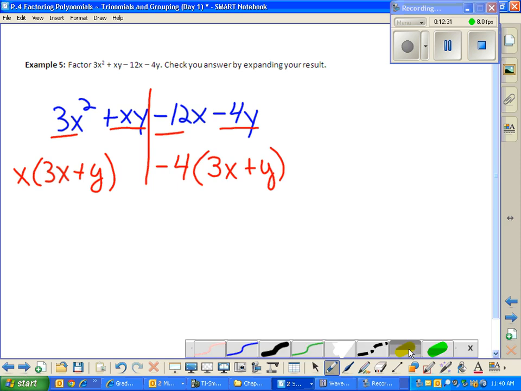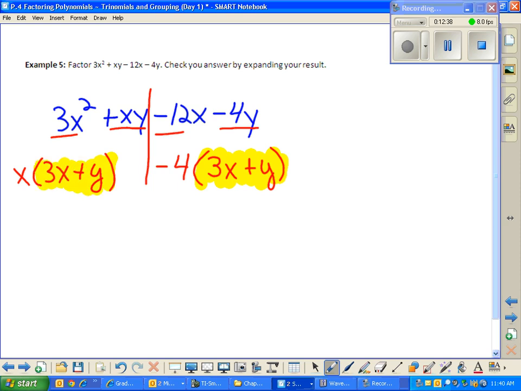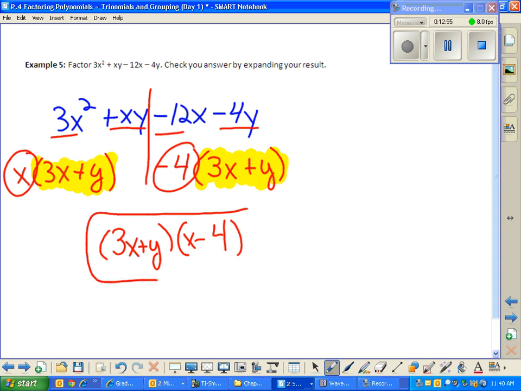I have what I call the common binomial factor that now exists as the greatest common factor for my larger polynomial. So essentially I could take that common binomial factor out, 3x plus y, and then I just write down what I have left over, x minus 4. There it is. If I FOILed that, I would get the original polynomial back out.